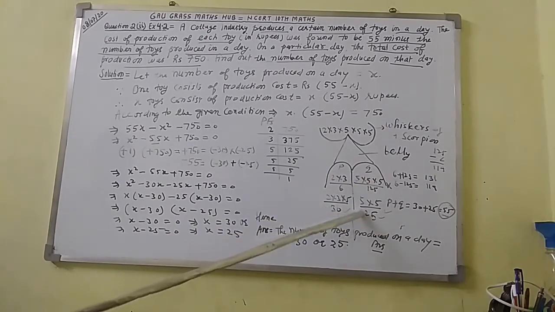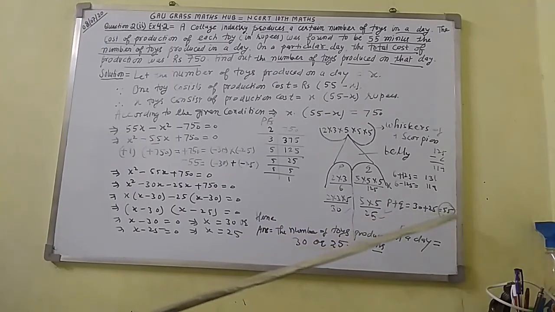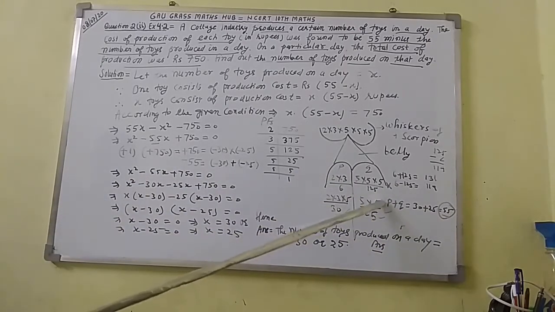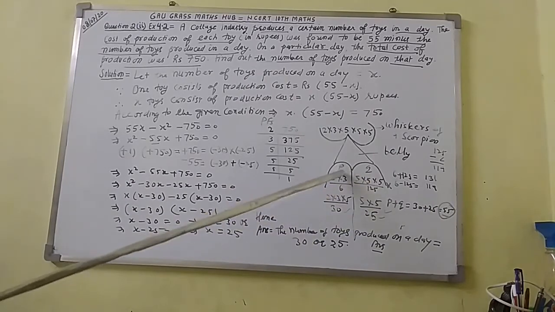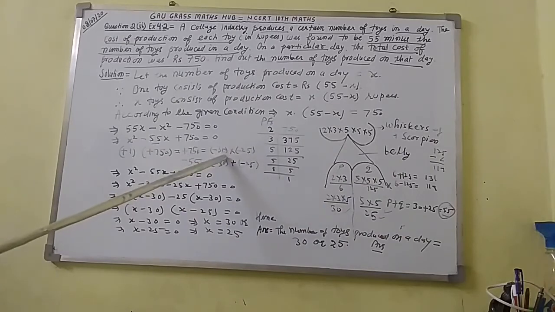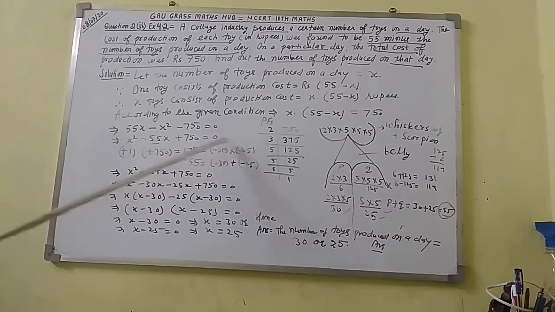Because this distribution has been accepted. Because here you have got P plus Q equal to 55. 55 is the coefficient of X. Here that is 55. That's why this distribution has been accepted. Here I have taken P equal to 30. I have put here 30. Here Q equal to 25. There I have put here 25. Just match the signs here. After matching the signs, we get here plus 750.